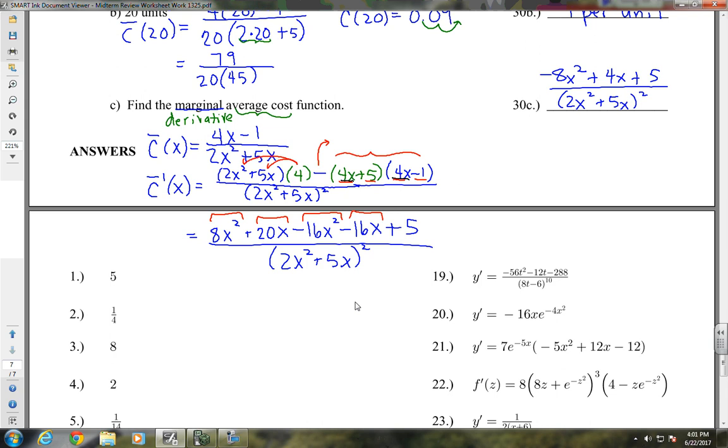Remember, to find average cost, we divided total cost by x. To get the marginal, we simply found a derivative. Ask yourself, would I know what to do if it just asked for marginal cost? Certainly, you would just differentiate your original cost function.